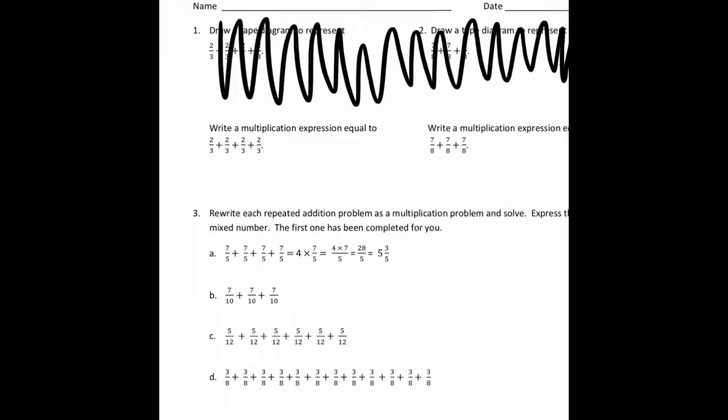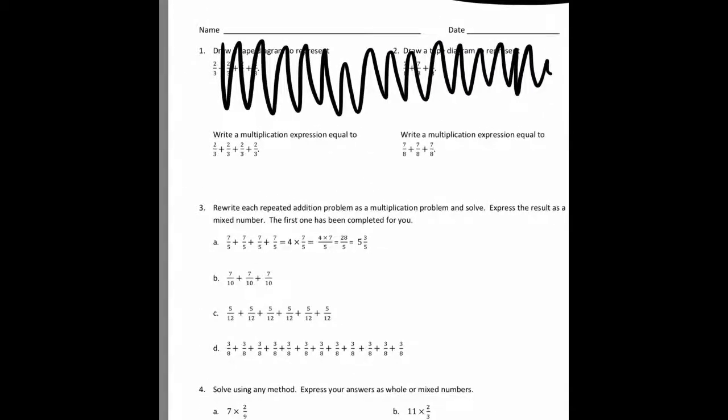First one says, write a multiplication expression equal to 2/3 plus 2/3 plus 2/3 plus 2/3. Well, that's 4 groups of 2/3, so I'm going to say 4 times 2/3. And altogether, that'll give me 8/3. Okay, let's try that again with the next one.